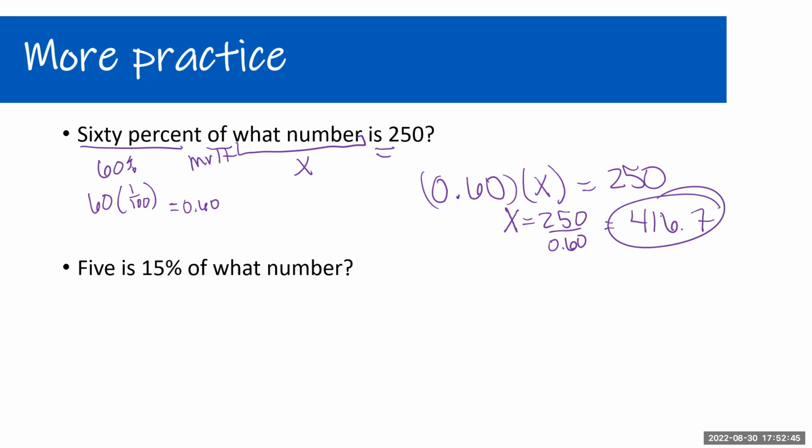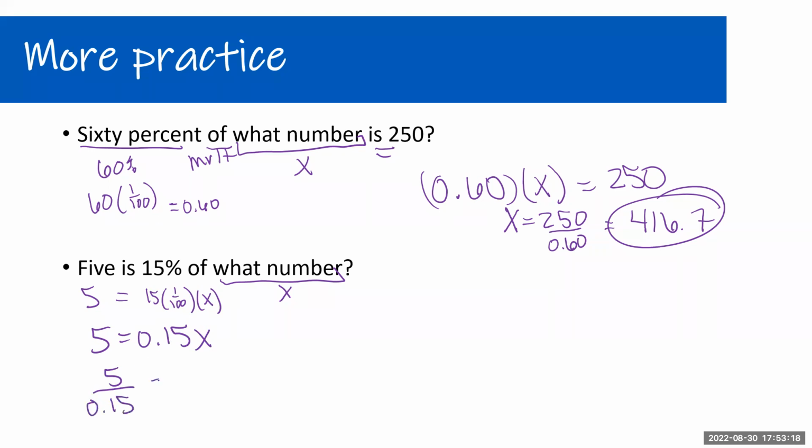Same idea. 5 is 15% of what number? Well, we need to think about this the same way. What number is x? 5 is means 5 equals, and it's going to be 15%, so 15 times 1 over 100 of some number, okay? So we're going to end up with 5 equals 0.15x, which we divide both sides by 0.15, so 5 divided by 0.15 equals x.